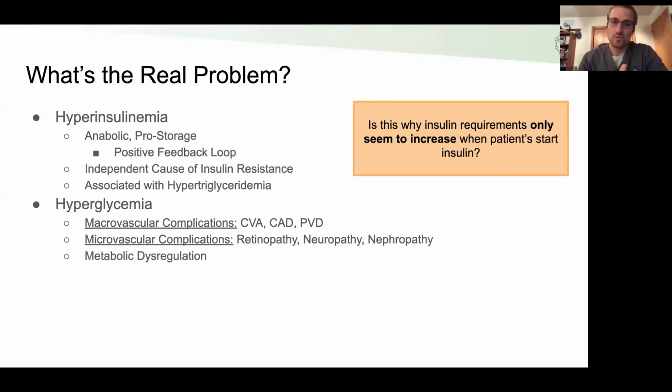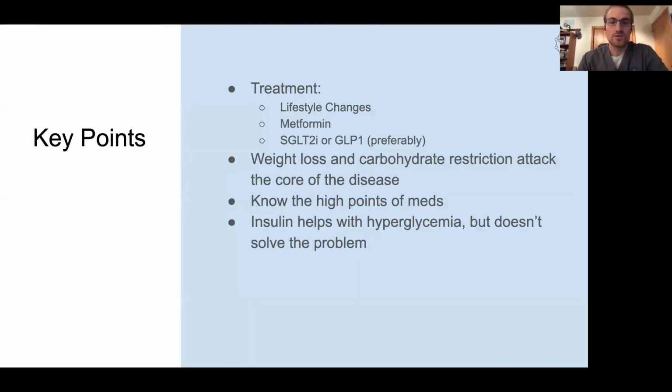So just a couple of things really worth looking into. I would love to know the answer of what the real problem is. Unfortunately, I do not know what it is, and the literature is not clear yet on which of these comes first. Key points: treatment, lifestyle change, metformin, SGLT2 or GLP-1, weight loss and carbohydrate restriction attack the core of the disease, which is excess energy intake. Know the high points of the meds and what to do with them and which ones to prescribe when. And then insulin helps with the hyperglycemia and improves some outcomes, but it does not solve the problem of diabetes.